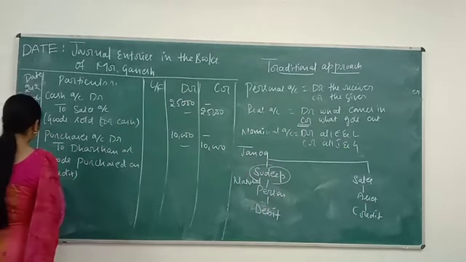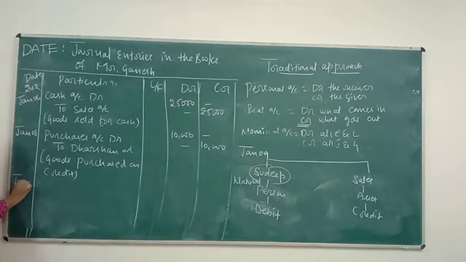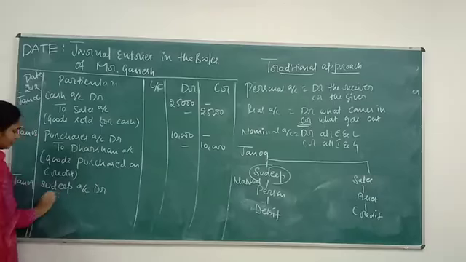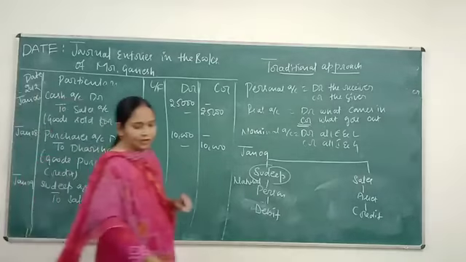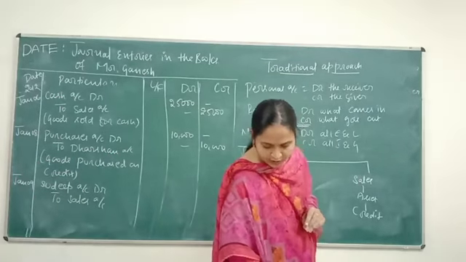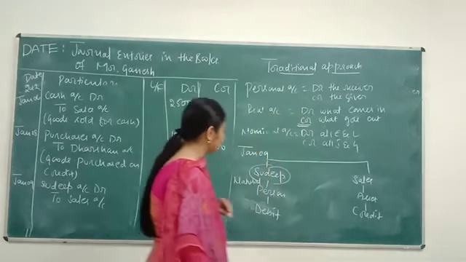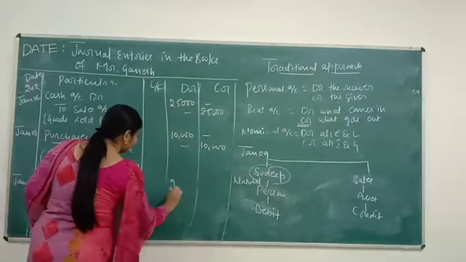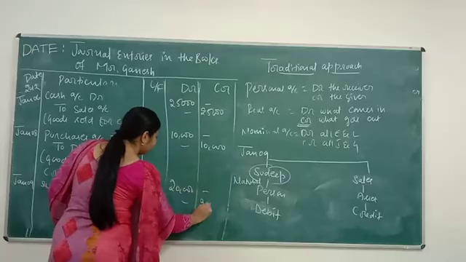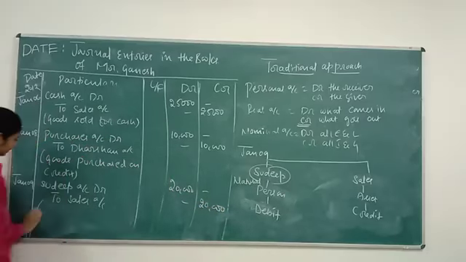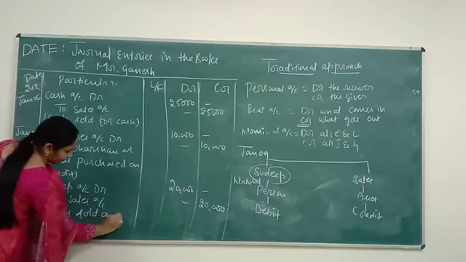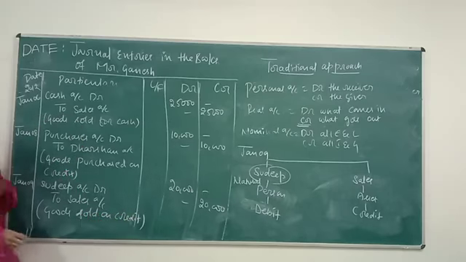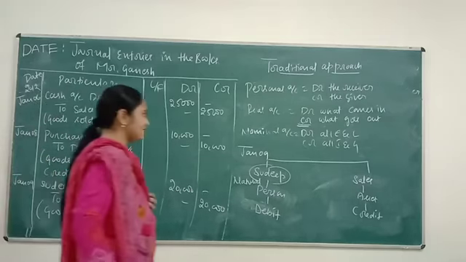So what is the journal entry? The date is January 9. Sudeep account debit to sales account. What is the value of the goods being sold? 20,000. What is the narration? Goods sold on credit. Now moving on to the next journal entry.